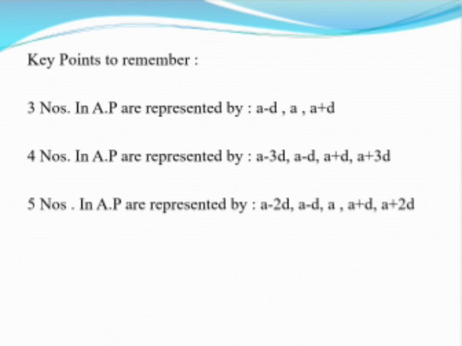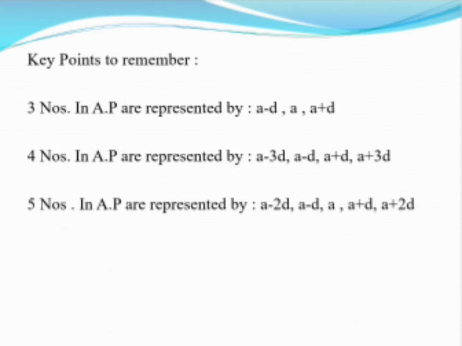Now, these are the key points to remember. You have to note down this representation of the numbers in arithmetic progression, because there are a few questions wherein you need to find the numbers in the progression. Three numbers in arithmetic progression are represented by a minus d, a, a plus d. Four numbers in arithmetic progression are represented by a minus 3d, a minus d, a plus d, a plus 3d. Five numbers in arithmetic progression are represented by a minus 2d, a minus d, a, a plus d and a plus 2d.